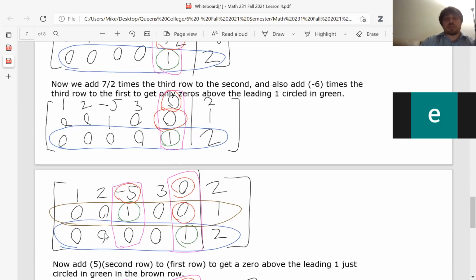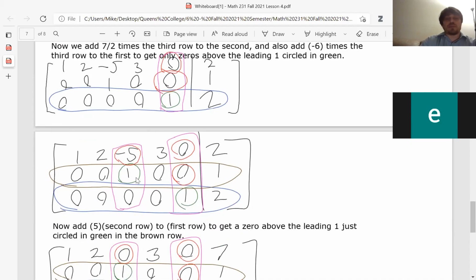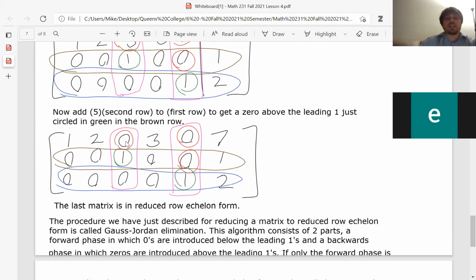You then proceed upward. You move to the next column, next row, and you ask, what's the leading 1 in this row? It's this entry in green. The entries above it will have to be 0. So in this case, you'd add 5 times the brown row to the top row, and then this entry becomes 0. So now you're done with this row.